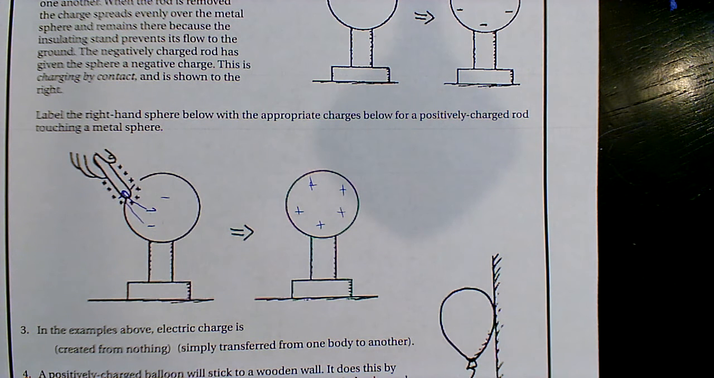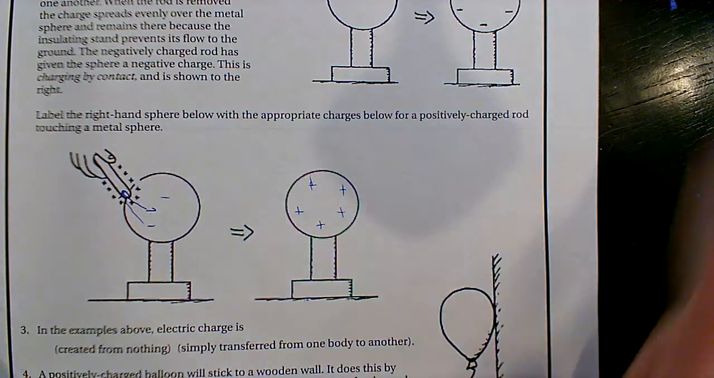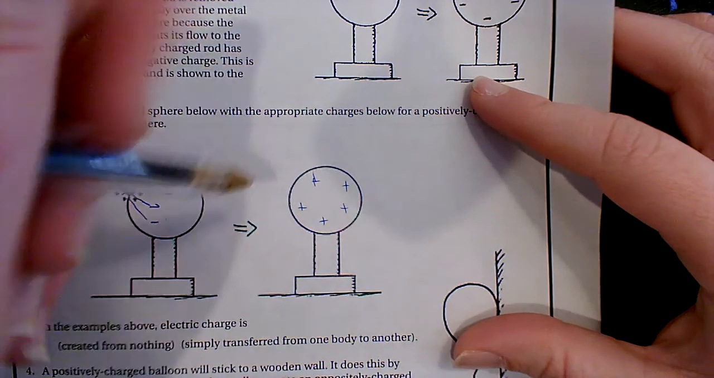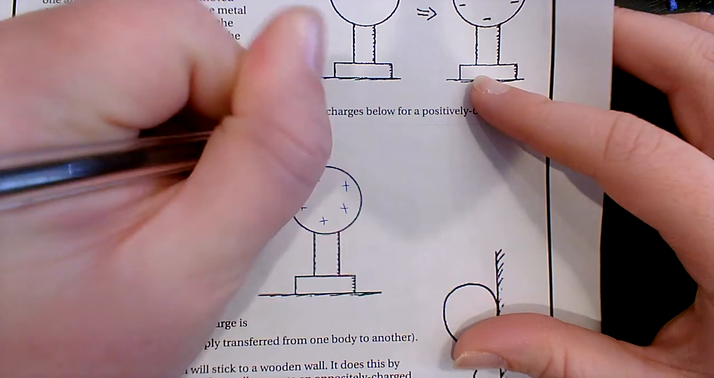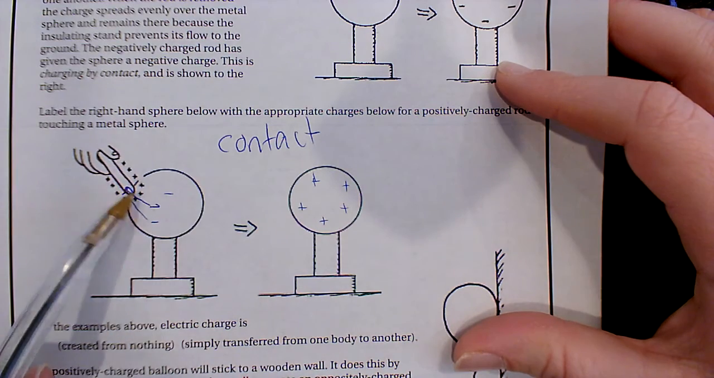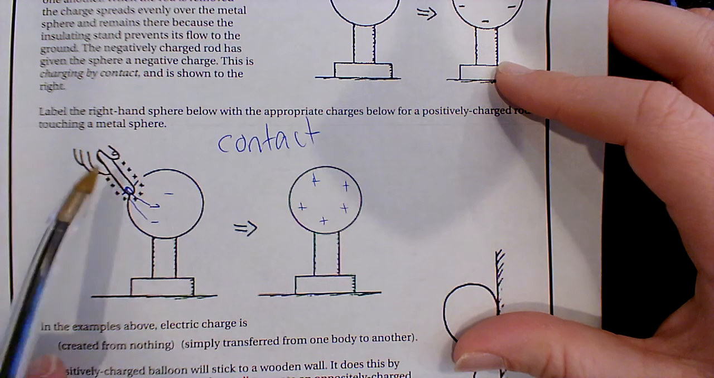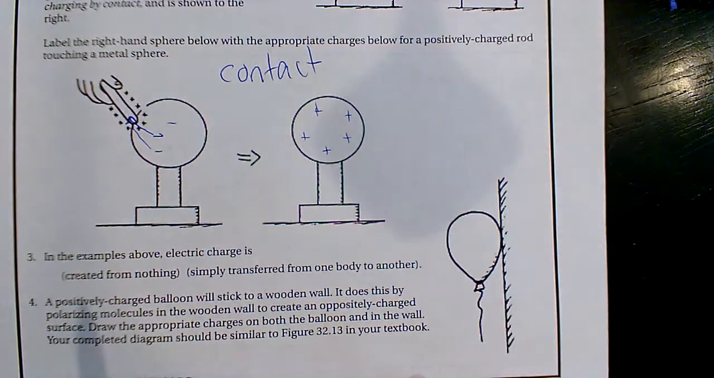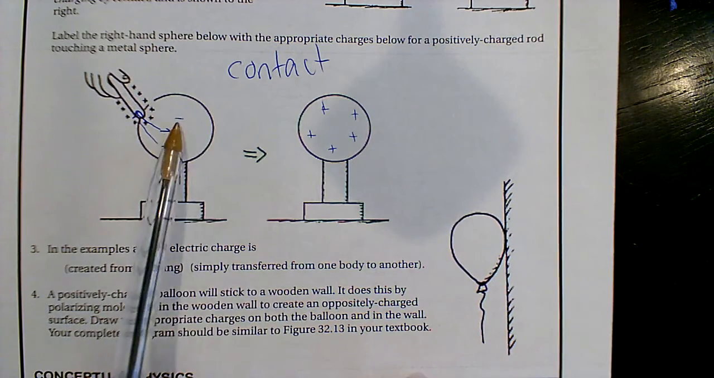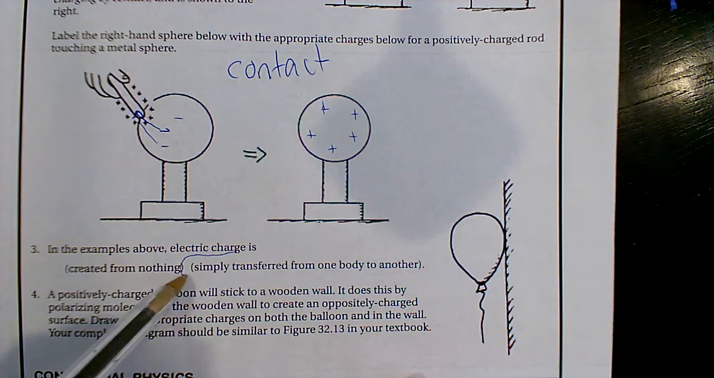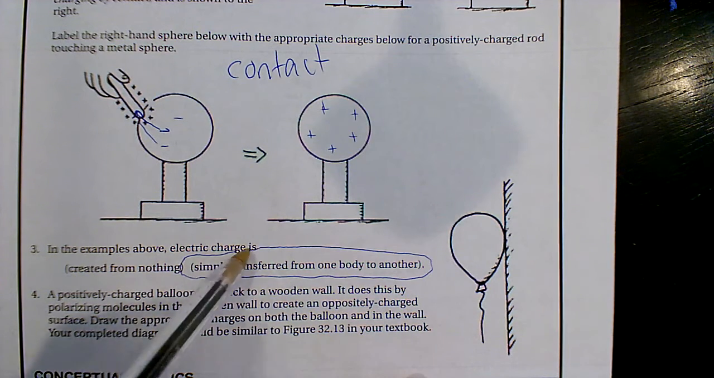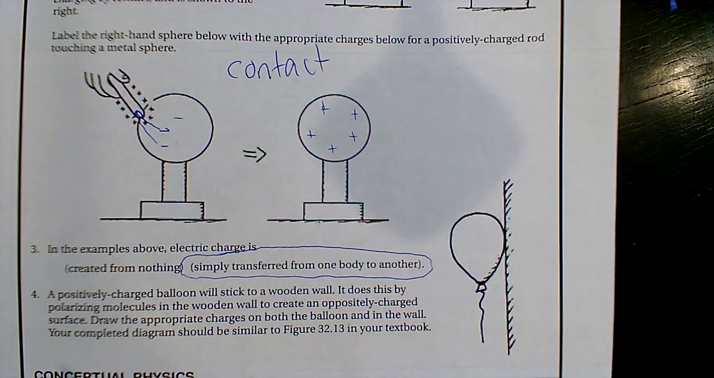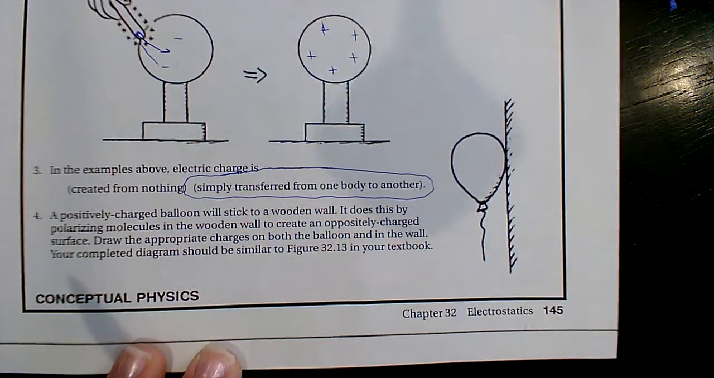Again, the positives don't move. Electrons move, but if they leave, then we have positive left behind. So this would also be by contact, because these touched and the electrons moved directly from one substance to another. But again, for emphasis, this was neutral and now it's positive, but we didn't make positive charge, right? We just moved electrons. We were transferring charge, not creating it.